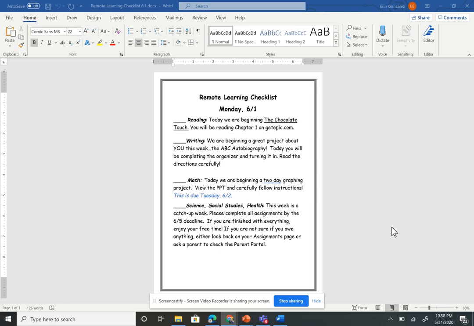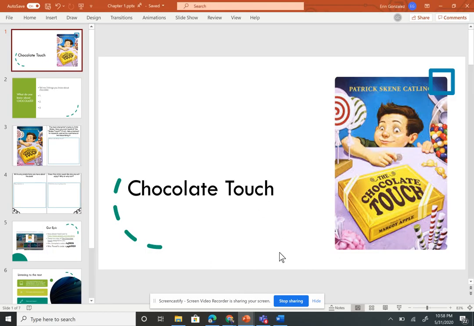We have an exciting week for you. So let's take a look. We are going to get back into reading a chapter book. The chapter book that we'll be reading together is called The Chocolate Touch. You can get it on Epic. So let's take a look. So here is Chocolate Touch.